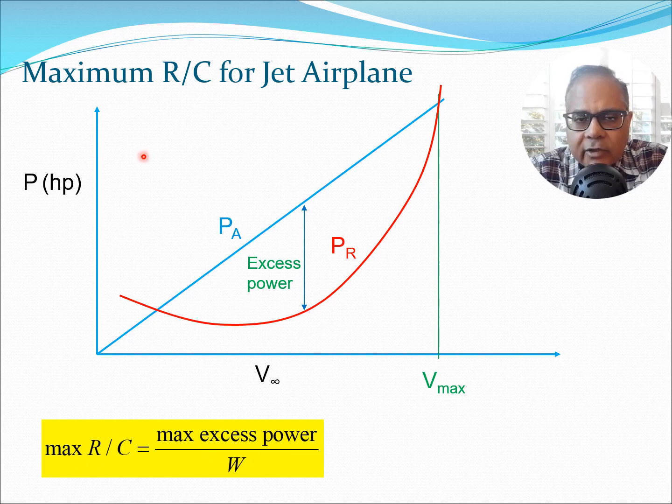Now do remember that all these graphs I'm showing here are essentially at a particular altitude. So these are at a particular height, and so if you are trying to do this at different heights, you would actually have to obtain various graphs according to that. So at each different height you will have different curves for PA and PR, and so the rate of climb, the maximum rate of climb are all going to be different.